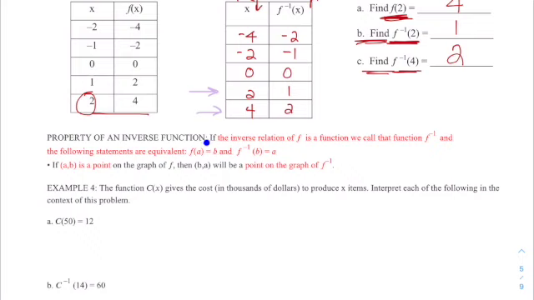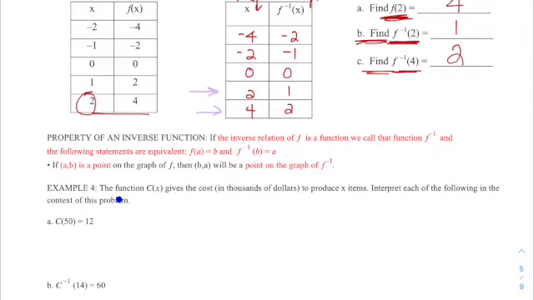an inverse function. If the inverse function of f is a function, we can call that function f of -1, which is f inverse. And the following statements are equivalent. f of a equals b. f of -b, see that? That b, it's just flipping it, equals a. f of the inverse b equals a. So f of a equals b, f inverse b equals a. Just flip it back. If (a, b) is a point on the graph of f, then (b, a), literally just flipping it, will be the point on the graph of f inverse.